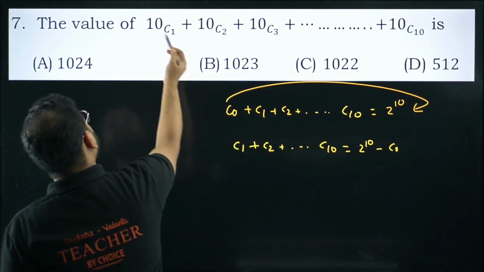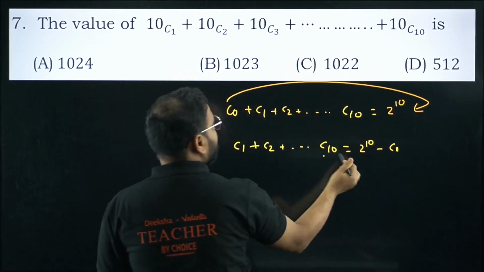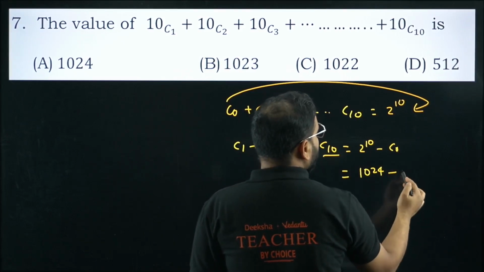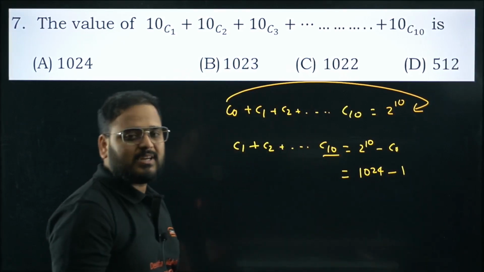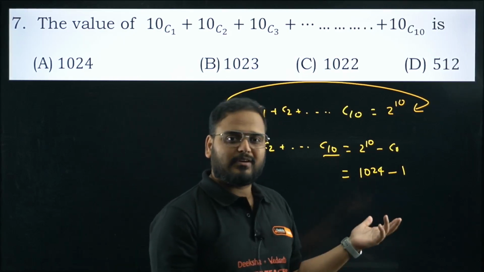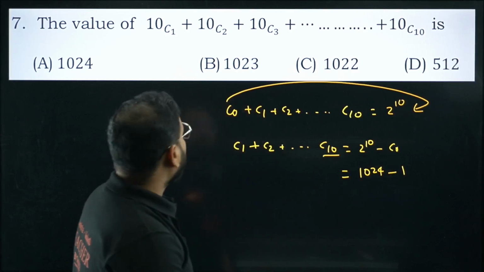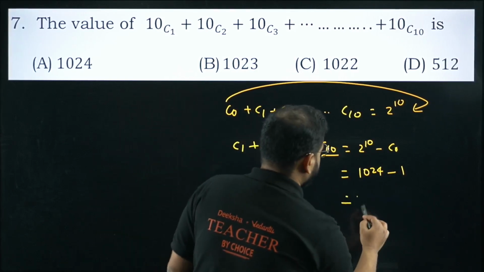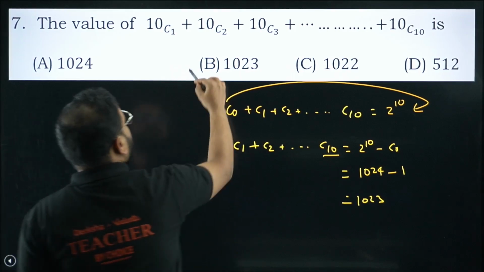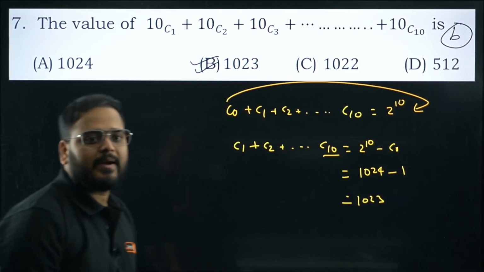C1 is what? C1 is 10 C1 only. C2 is 10 C2, and like that till 10 C10. 2 power 10 is what? 1024 minus C0, which is 1. What is that? 10 C0, how much is that? 1, no? Number of ways to pick 0 out of 10. Only one way, right? So it becomes 1023. The correct option is B. Clear, right?